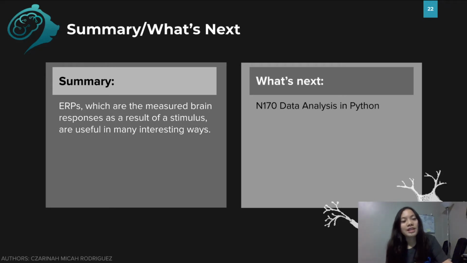So to wrap up this lesson, we learned that ERPs are the measured brain responses due to a stimulus, and they are useful in many interesting ways, such as answering many questions about certain mental processes. Next up, you will learn and explore some basic data analysis code of an ERP experiment using the N170 dataset in the second part of the Google Colab notebook.